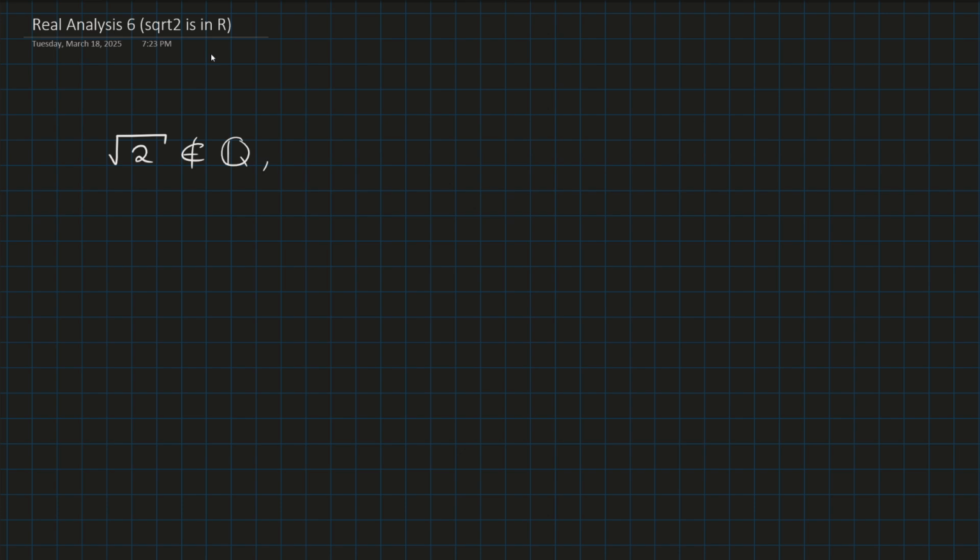But what you might not know the proof for is that the square root of 2 is in R. Okay? And that's what we're going to look at today.